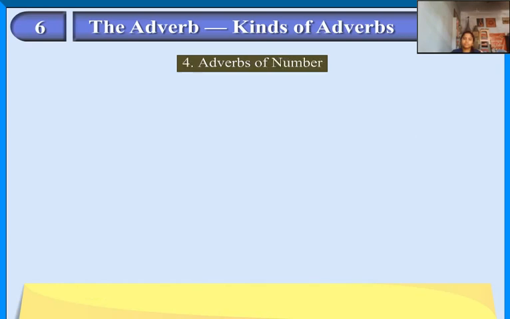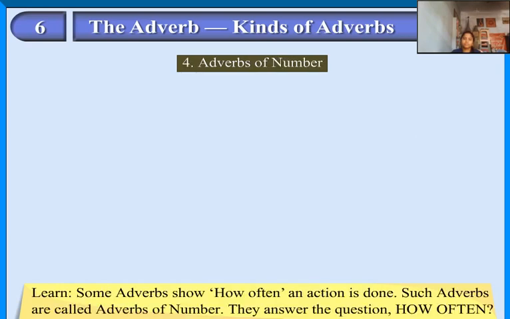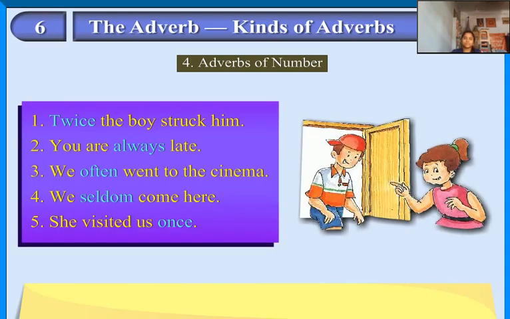Adverbs of number. Learn. Some adverbs show how often an action is done. Such adverbs are called adverbs of number. They answer the question how often. Read these examples loudly. Twice the boy struck him. You are always late. We often went to the cinema. We seldom come here. She visited us once.